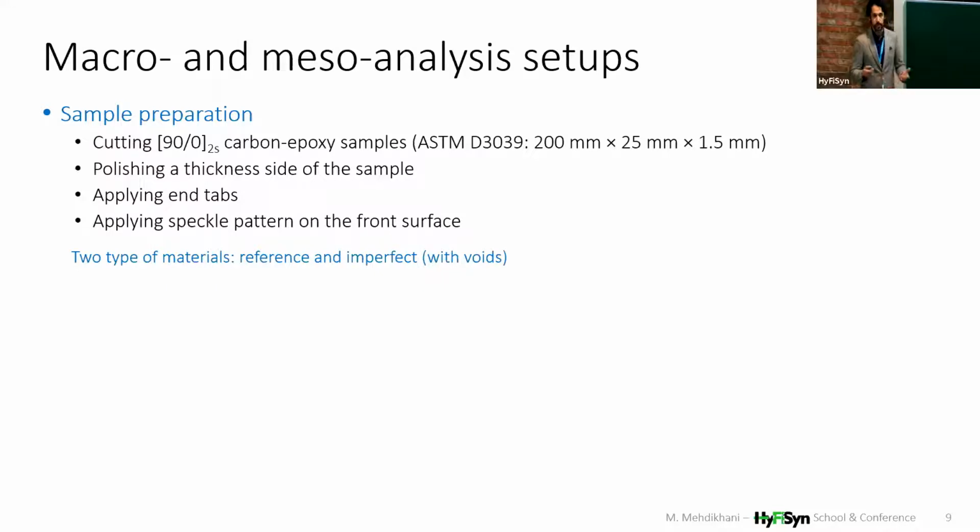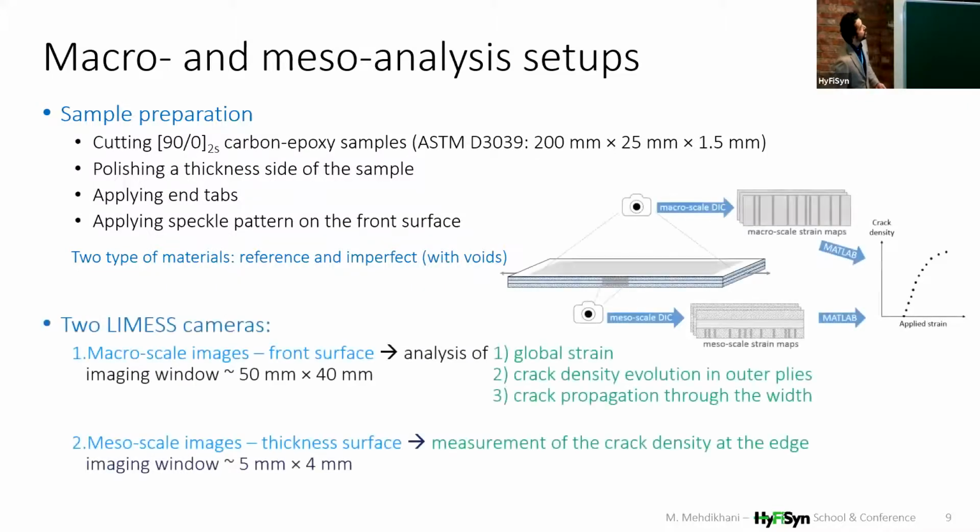In this case, we have two types of materials. One of them is reference or perfect material, and the other one is a voidy or imperfect material. This is the methodology schematic. As you can see, we take images with two optical cameras, one of them from the surface of the specimen, the other one from this small area on the edge. And by processing the DIC strain maps, we can later obtain the crack density and crack density evolution.